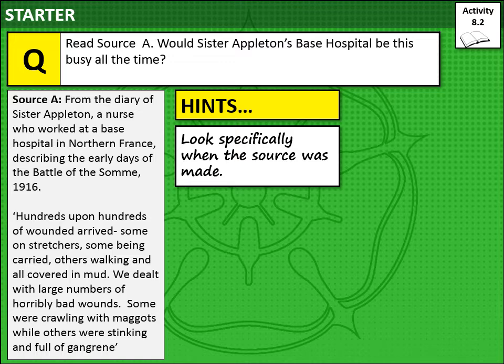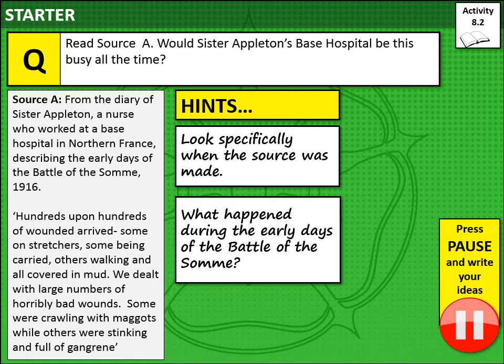Okay, so let's look specifically when this source was made. It was made in the early days of the Battle of the Somme. Now think back and use your contextual knowledge. You might know that the Battle of the Somme had been the biggest offensive that the British Army held in the First World War up to that point. So that might affect the amount of wounded people that the nurse had to deal with. So just hit pause now and write your answers in the space in your workbook.